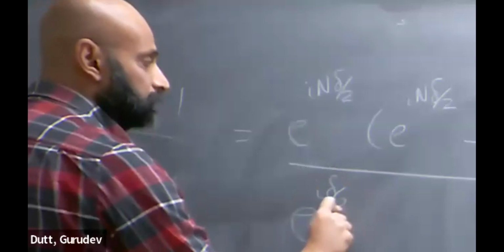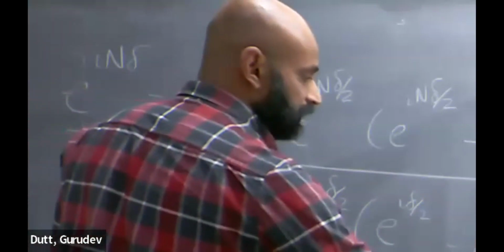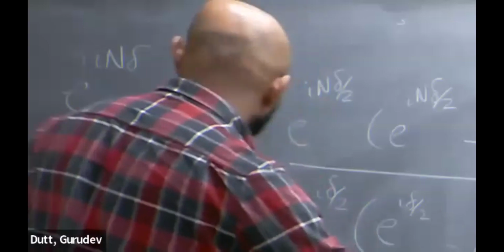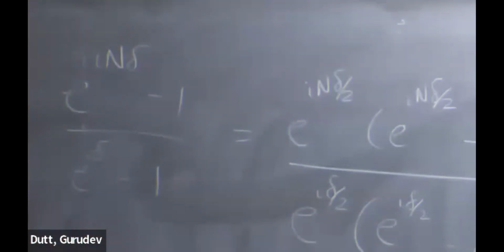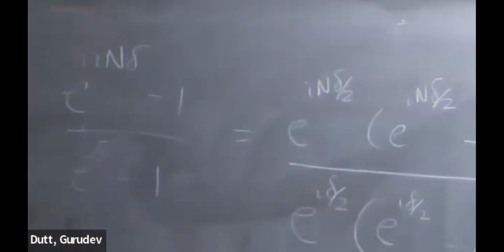e to the i delta over 2 times e to the i delta over 2 minus e to the minus i delta over 2. Right? Everybody sees that because e to the i delta over 2 times e to the minus i delta over 2 is e to the 0 and e to the 0 is 1. Okay. All right. And now we use the formula that e to the i theta plus e to the minus i theta is 2 cosine theta.